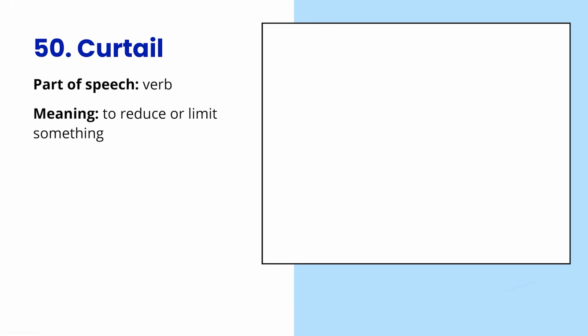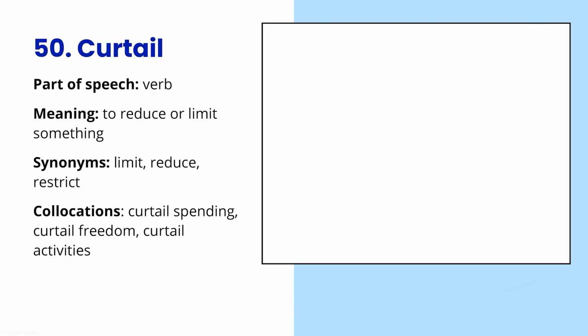Moving on to word number 50, curtail. Curtail is a verb and it means to reduce or limit something. Synonyms: limit, reduce, restrict. Collocations: curtail spending, curtail freedom, curtail activities. So in all of these collocations, it's talking about reducing something, reducing spending, reducing freedom, limiting freedom.